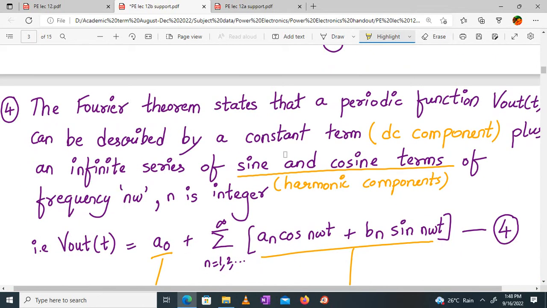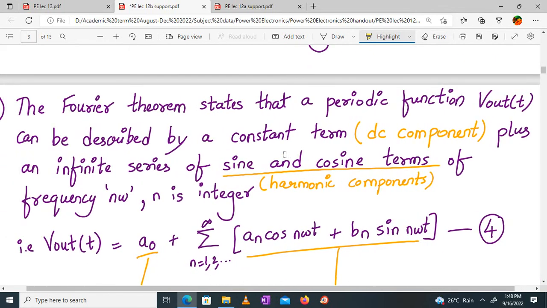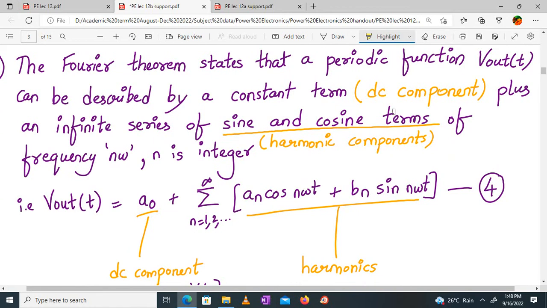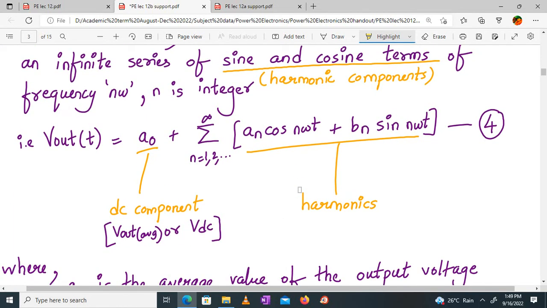It states that a periodic function can be described by a constant term. Constant term यहाँ पे क्या रहेगा? DC component, average value, plus an infinite series of sine and cosine terms. मतलब harmonics है ना ये, of frequency n omega, where n is the integer, correct? So this is equation number 4, my Fourier series of V out of t.